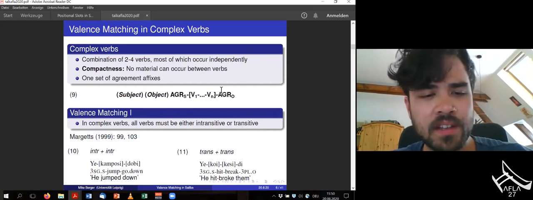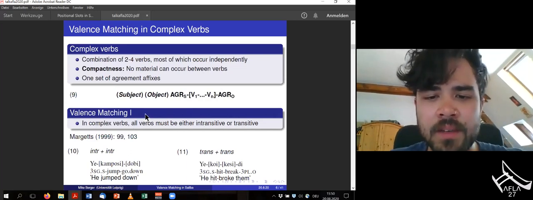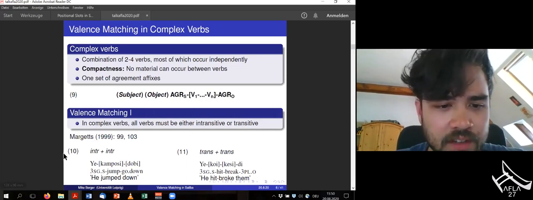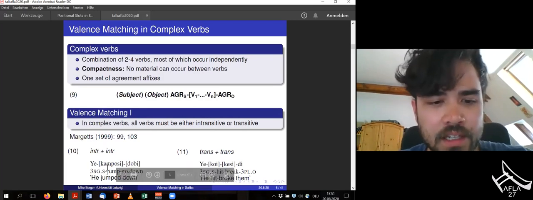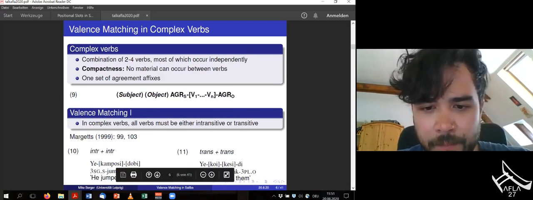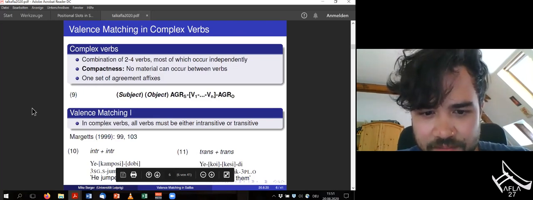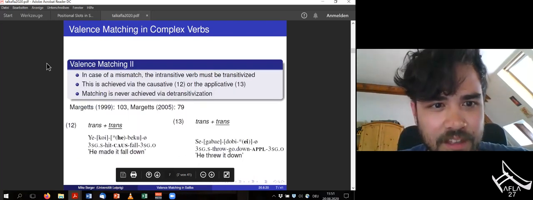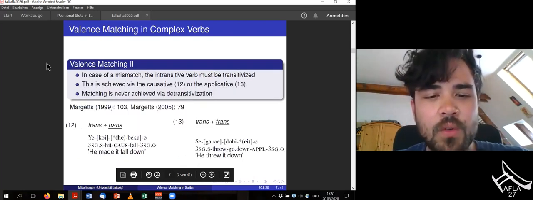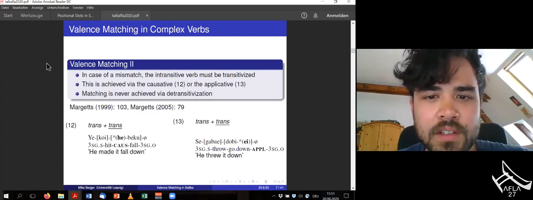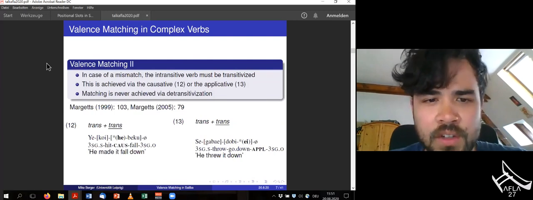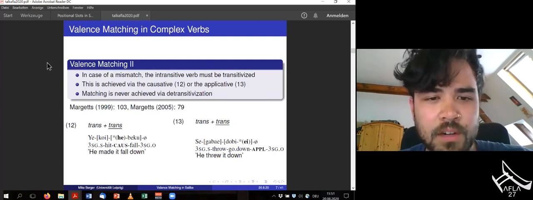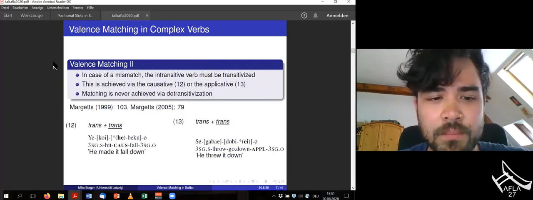What's interesting is that in complex verbs, all verbs have to be either intransitive or transitive. So in 10, we have two simple intransitives, he jumped down. And in 11, we have two transitives, he hit, broke them. Whenever we have a mismatch, it's the intransitive verb that has to be transitivized, as recall that valence decreasing operations aren't productive in the language. So this is achieved via the causative or the applicative.